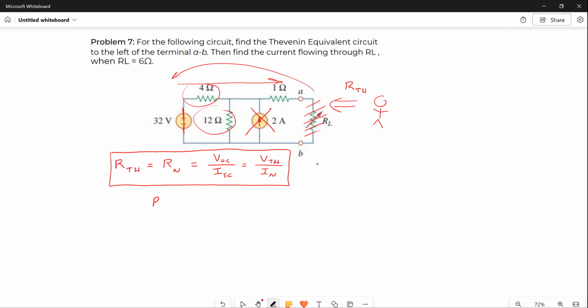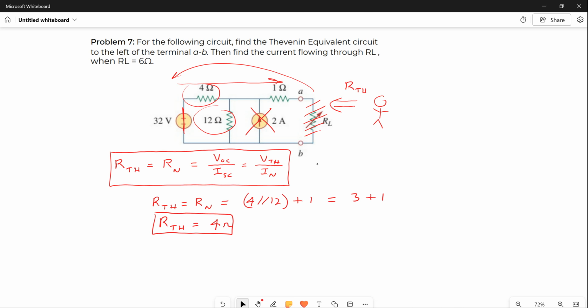So your R Thevenin in that circuit, which is equal to R Norton, I'll keep telling you that they're the same resistance, is equal to the 4 in parallel with the 12. And then you simply add 1. So 4 in parallel with 12 turns out to be 3 ohms, and you add 1 to it. So that Thevenin resistance turns out to be equal to 4 ohms. That's how easy it is to find the Thevenin equivalent resistance when you have all independent sources.